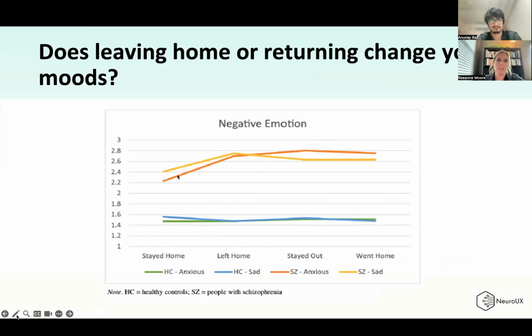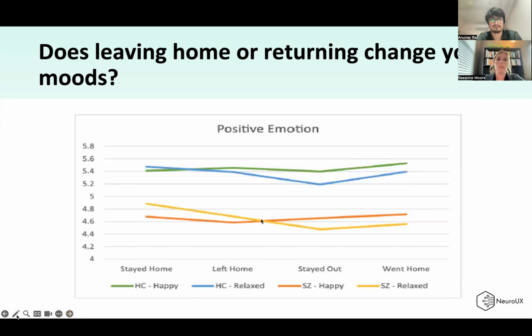However, in our people with schizophrenia, here on the orange and the yellow lines, the orange line is anxious symptoms and the yellow line is sad symptoms. And we see their symptoms are much lower when they're at home, but their negative symptoms increase when they leave the home. In other words, they get more anxious and more sad when they're leaving the home and when they're out of the home. We see the opposite effect for positive emotions.